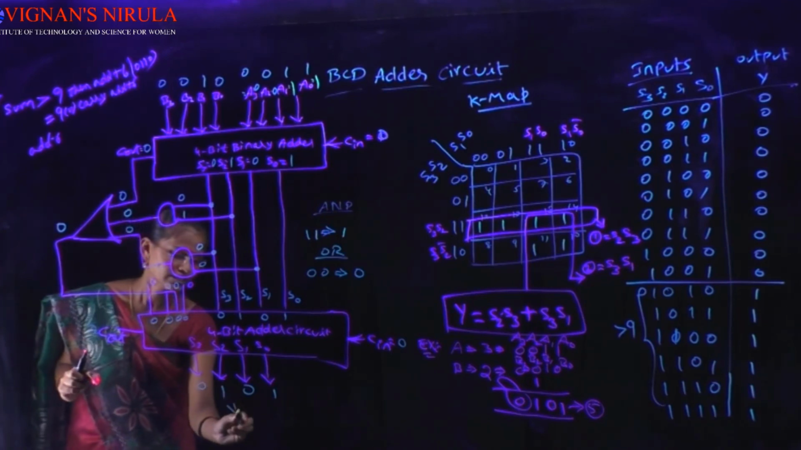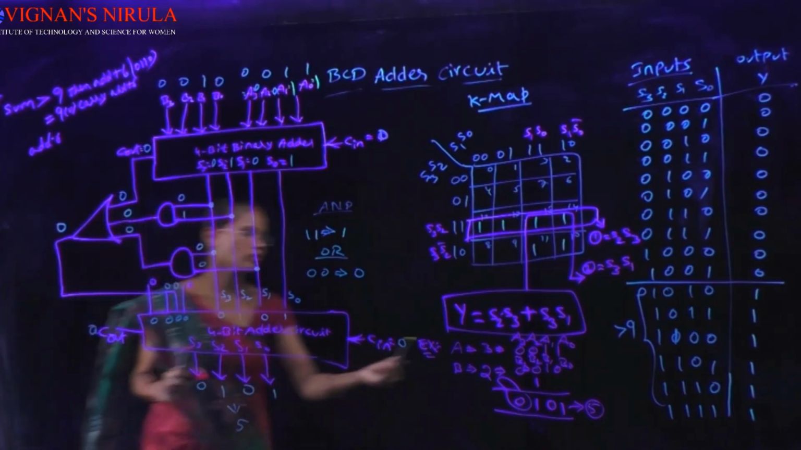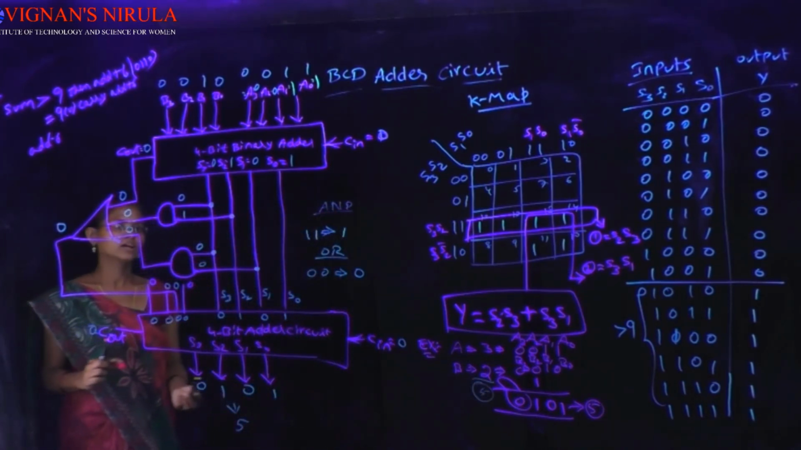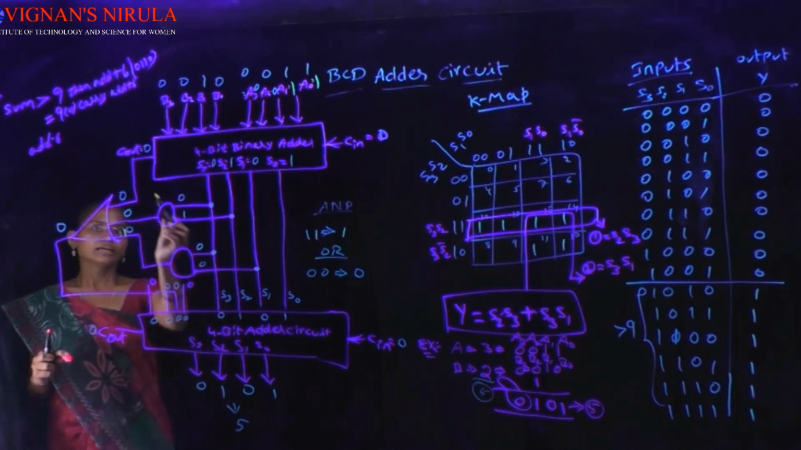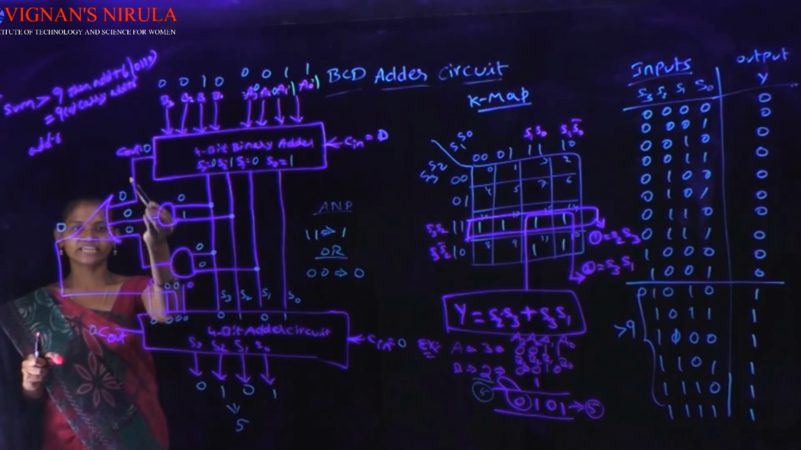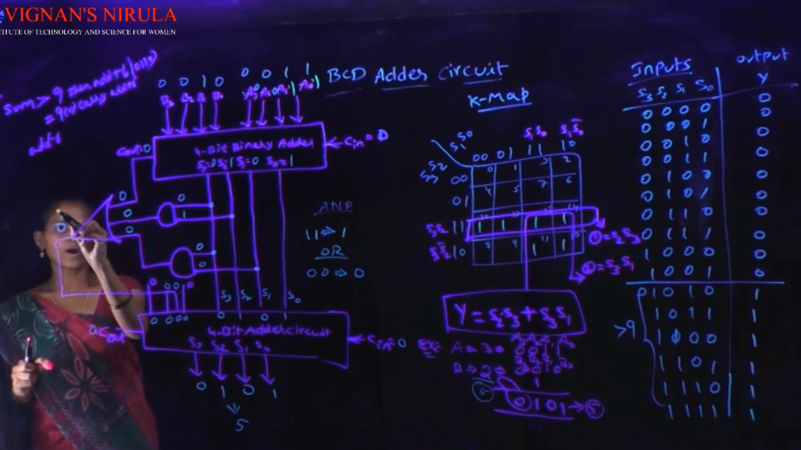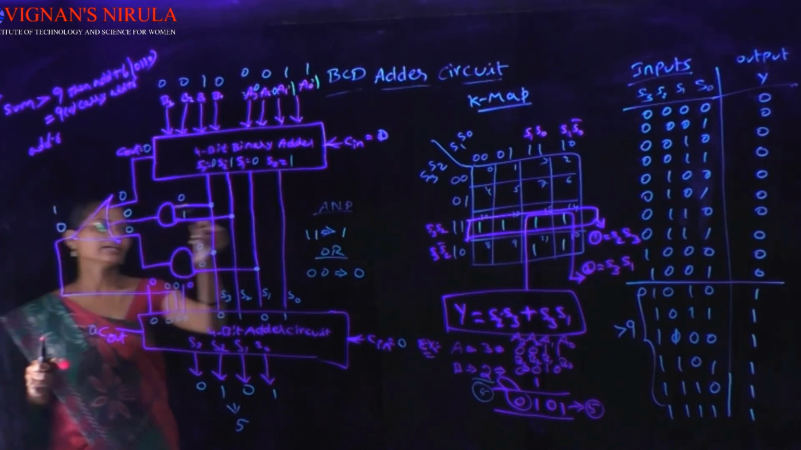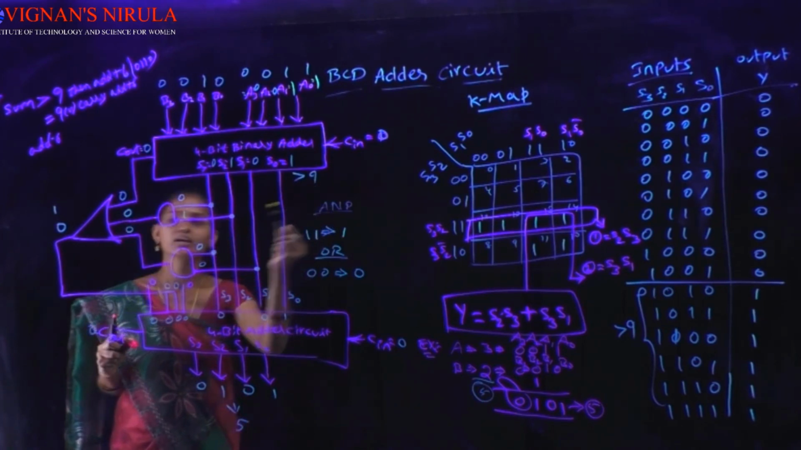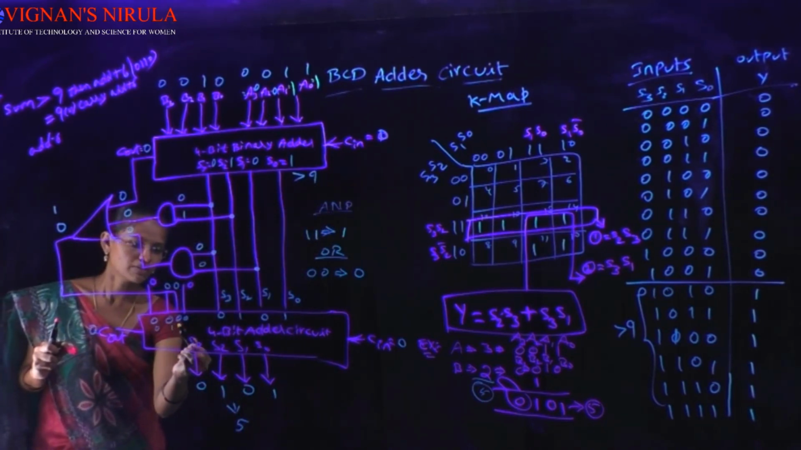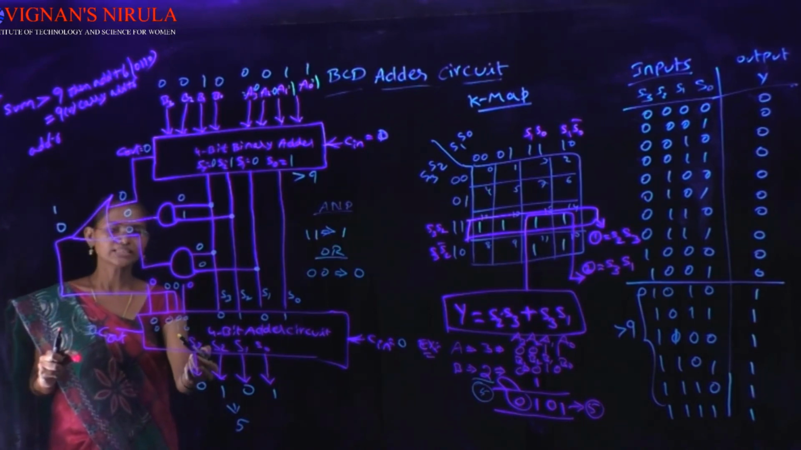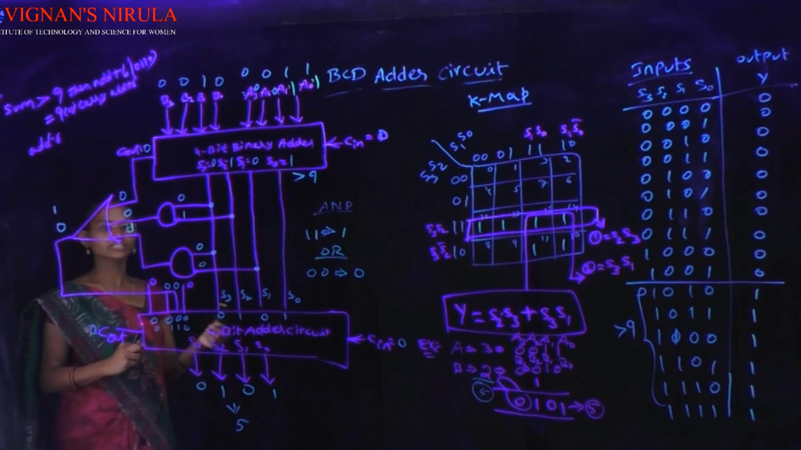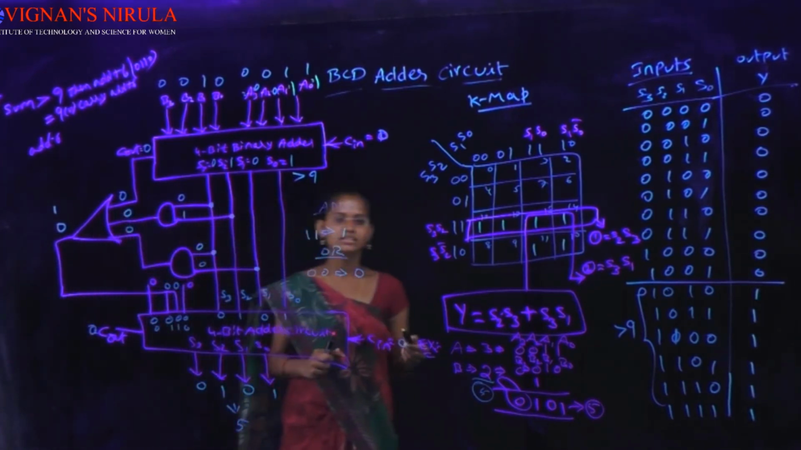In decimal form, this is 5. Normally 3 plus 2 is 5. Is it clear? Now, for example, if a carry out of 1 is there, the output is 1. If the sum is greater than 9, then add 0 1 1 0, that is plus 6, to the sum, and then you get the result. This is the explanation of the BCD adder circuit.